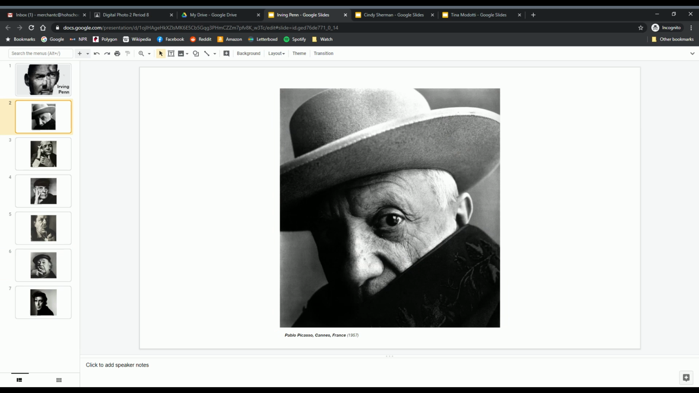Balance operates kind of independently of emphasis. In the case of this Irving Penn photograph of Pablo Picasso, it's pretty clear that the visual emphasis here is Pablo Picasso's eyeball. So the photo has visual emphasis. That's not what's in question. The question is, looking around the eye, is there any part of the photograph that has more weight than anything else? And the answer is no.